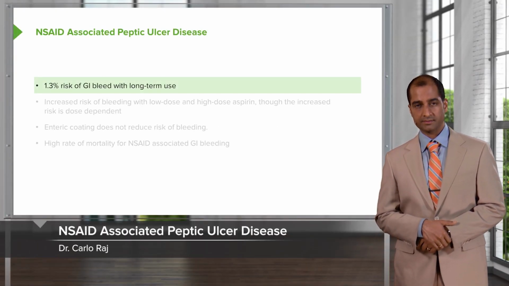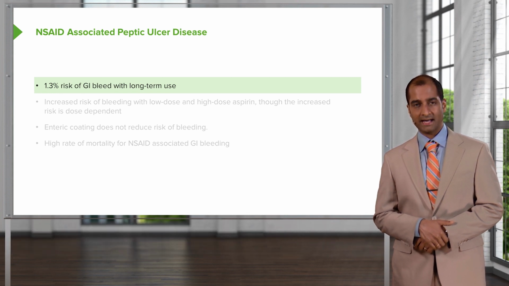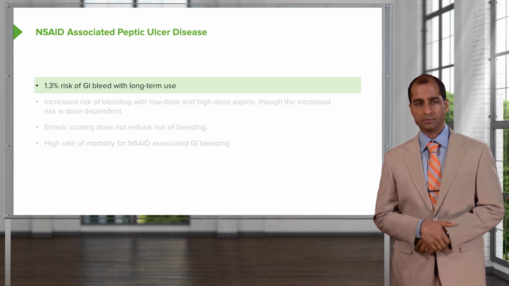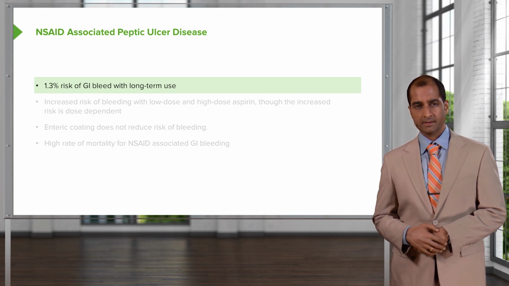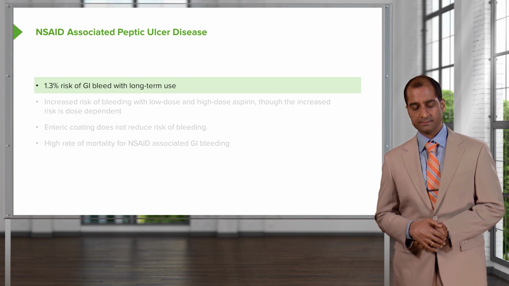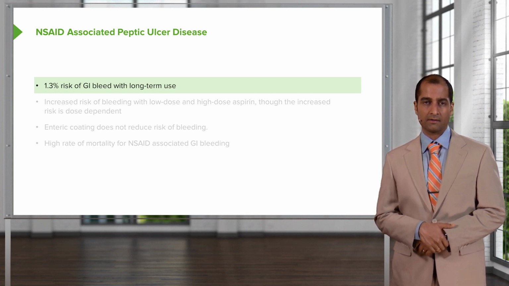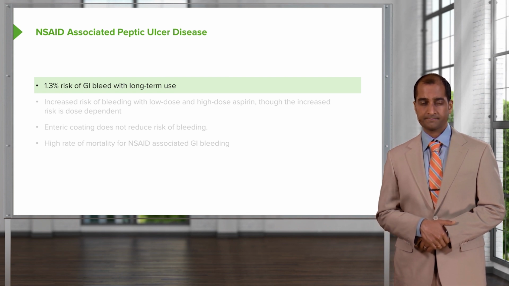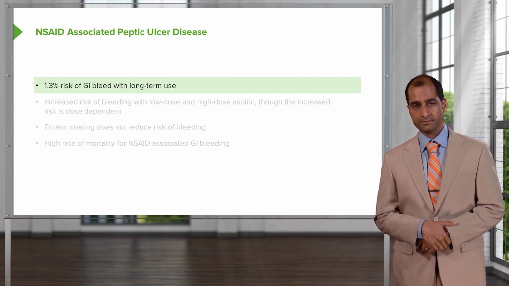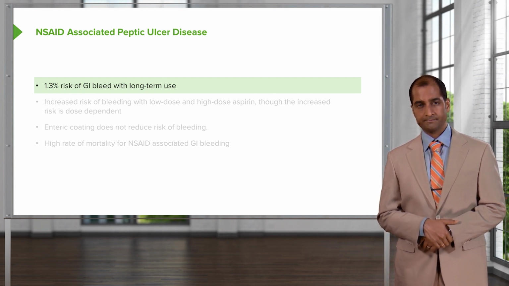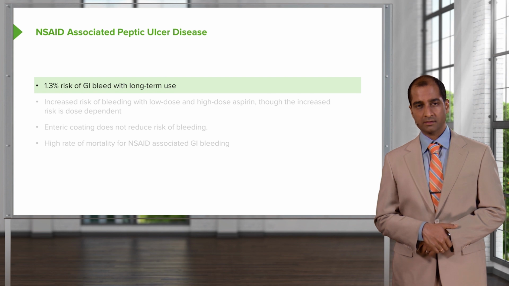NSAID-associated peptic ulcer disease. Your patient is taking, let's say, NSAIDs for osteoarthritis, or in general just inflammation of the joints, and has been taking this over decades. With NSAIDs, as we mentioned earlier, if the prostaglandins are lost within the stomach, the lining of the stomach now becomes vulnerable to the acid and may therefore develop erosion of the lining, resulting in peptic ulcer disease of the stomach.